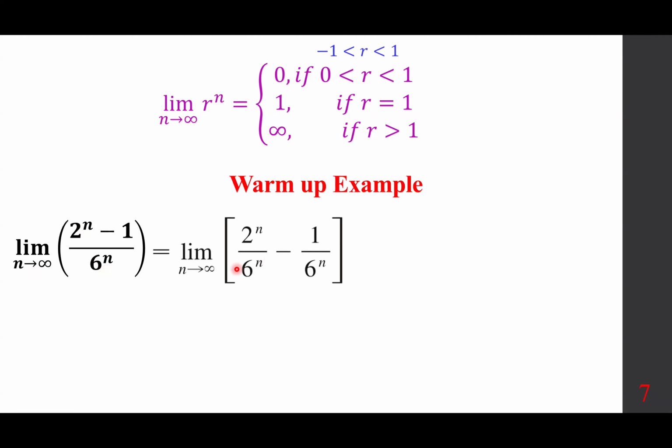Now, as you can see, this one is 2 over 6. That means 1/3 to the power of n. This one, class, whether you have 1 or 1 to the power of n makes no difference. You can say 1 over 6 to the power of n.